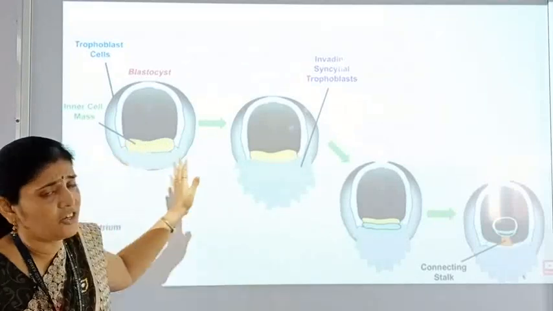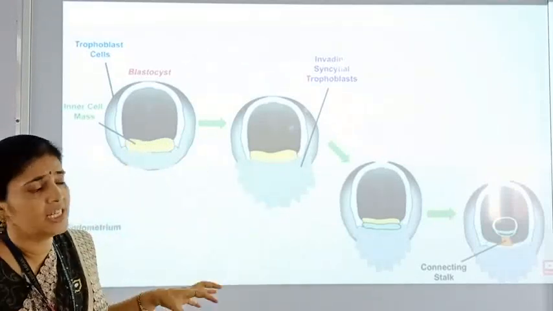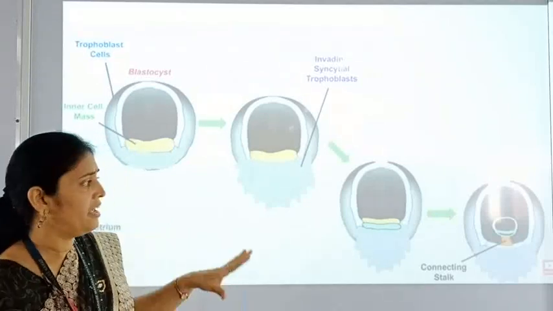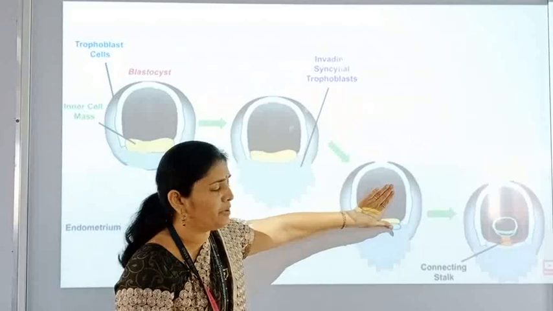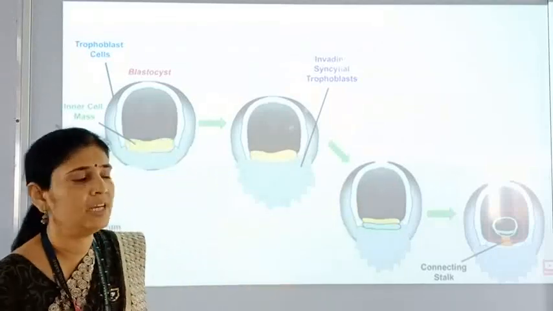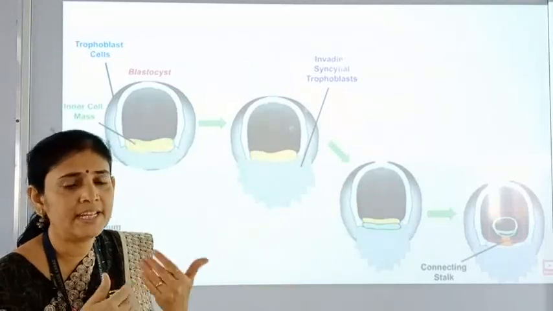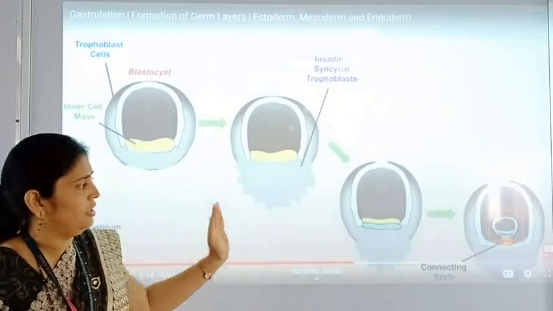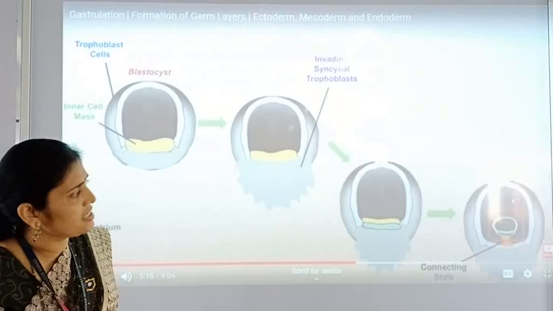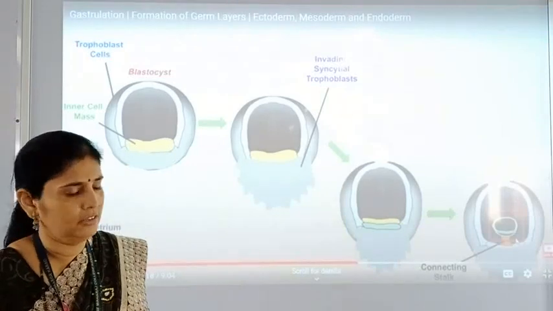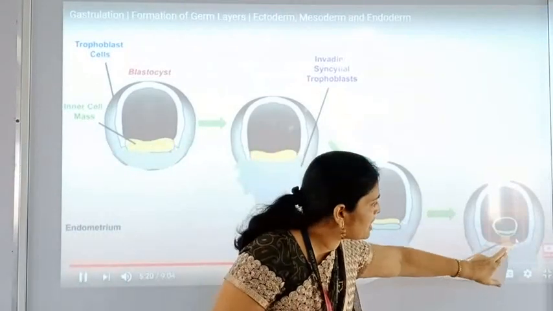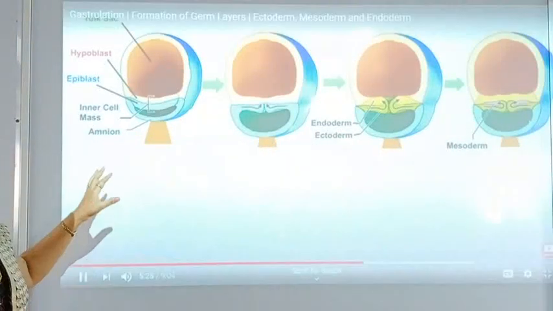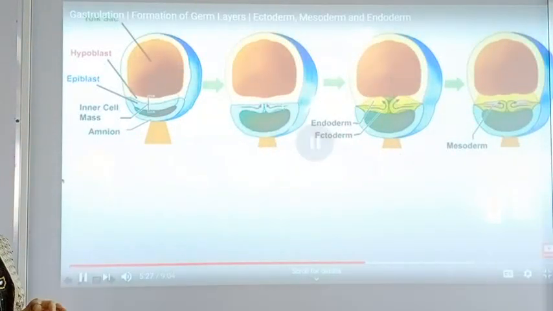So in such a way the implantation process is carried out into the uterus, and side by side the development of this blastula is getting converted into the gastrula. How it is getting converted, that we have to study in this video later on. So here this is the connecting stalk, or this connecting link between this embryo and this endometrium.